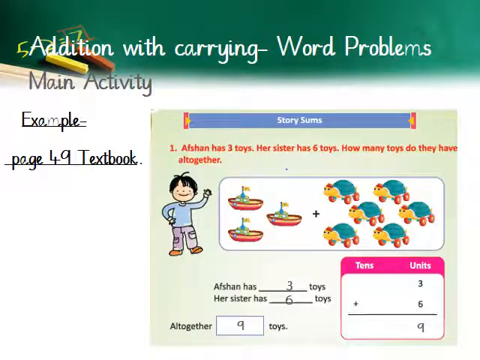3 plus 6. How many in total? How many toys in total? Altogether, there are 9 toys. If you count, these are the same. And if you add up in the form of a sum, these are the same. 9 toys. Altogether, there are 9 toys. It's very important, children, to write down an answering statement at the end of the word problem, along with the working.